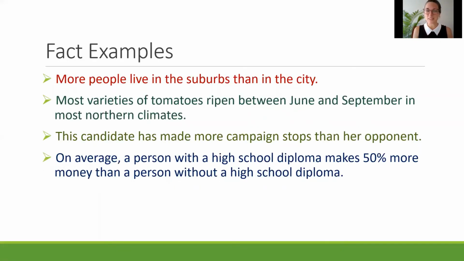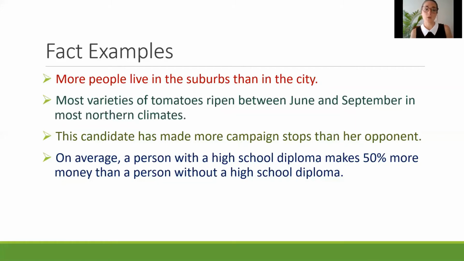Let's look at a couple examples. So we could say, for example, more people live in the suburbs than in the city. Well, this is a fact because we could find information to prove it. Now, this is a very general example, but I'm sure we could find studies and numbers that would show in particular areas, perhaps, that more people are residing in a suburb area than in the actual city.